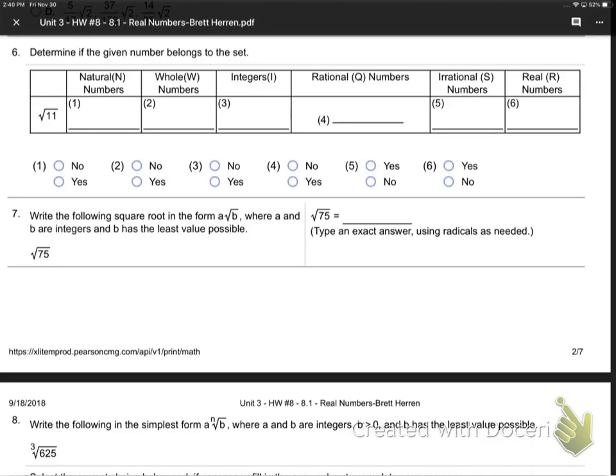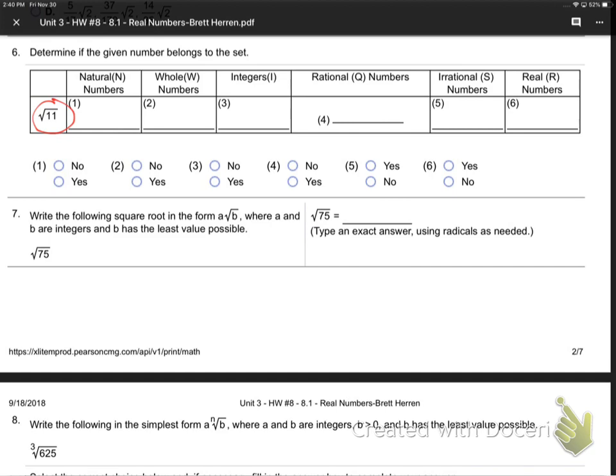to number 6. All right, so now they're saying square root of 11. You can see it over here. There's a lot on that page, I know. Square root of 11. And they basically want you to say which categories it's in or not in. Does that make sense? We're thinking about the big map here now. So square root of 11.